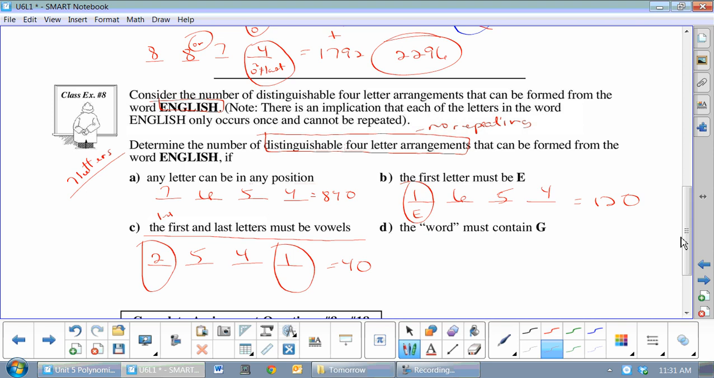Okay, last one. The "word" must contain a G. See how word is in quotes? Because Akuba is not a word, okay? So there are ones that are definitely not going to make it, if they don't have vowels in it, it's not going to be a word. So it's just in quotes, okay? So the word must contain a G. How do I pull that one off?